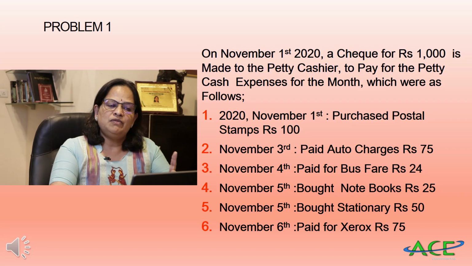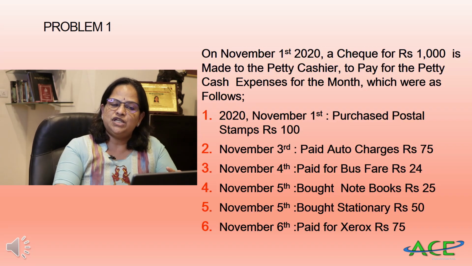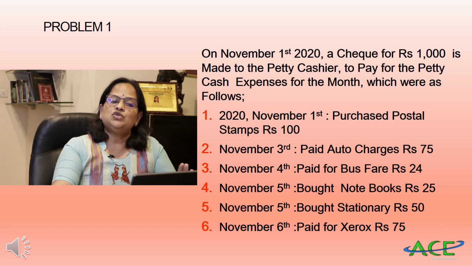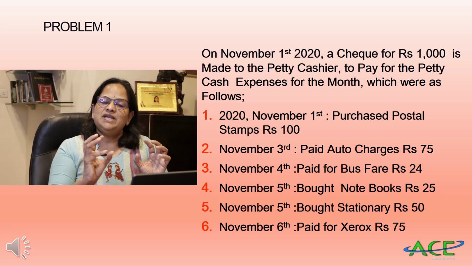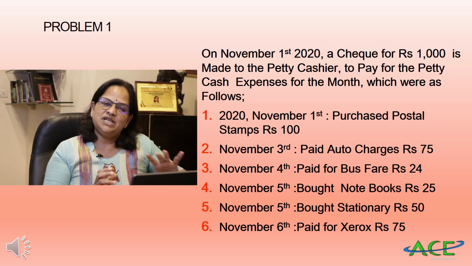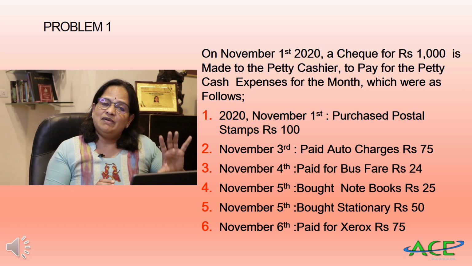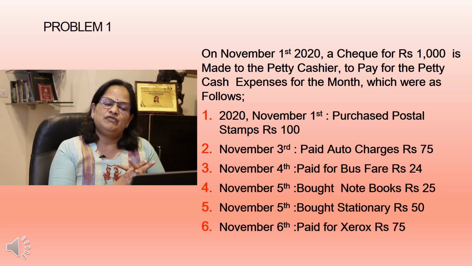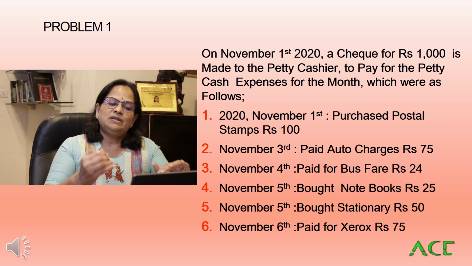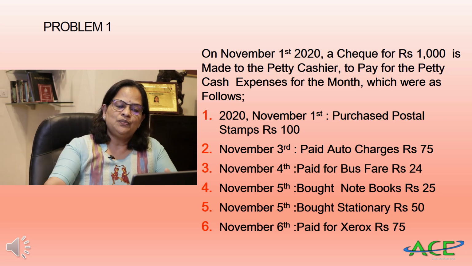Now the first problem we are going to do. On November 1st, 2020, a check for rupees 1000 is made to the petty cashier to pay for the petty cash expenses for the month. So 1000 is the petty cash, the imprest system maintained by the chief cashier. Petty cashier will get 1000. They will see that 1000 rupees balance is there to start with, on the first day of every month. So the petty cash expenses were as follows.